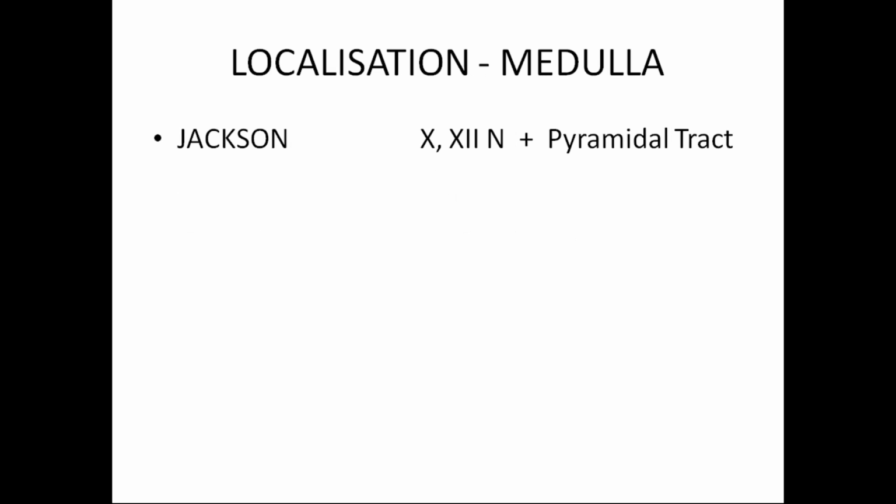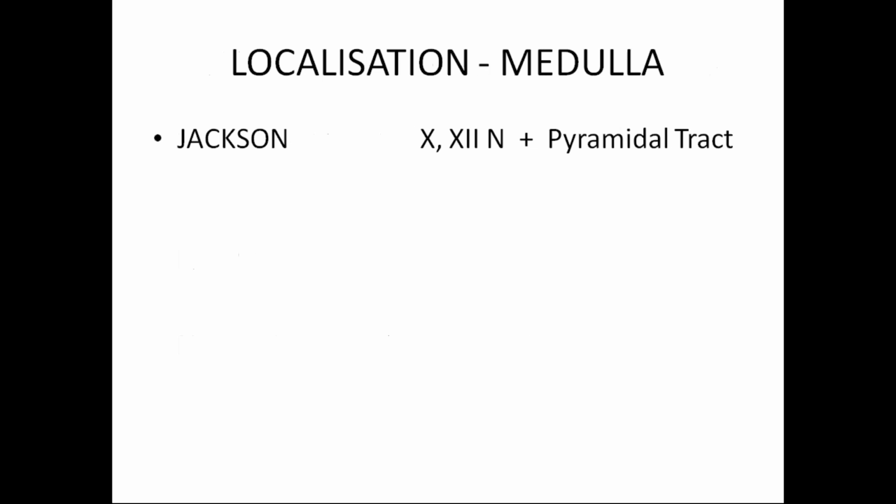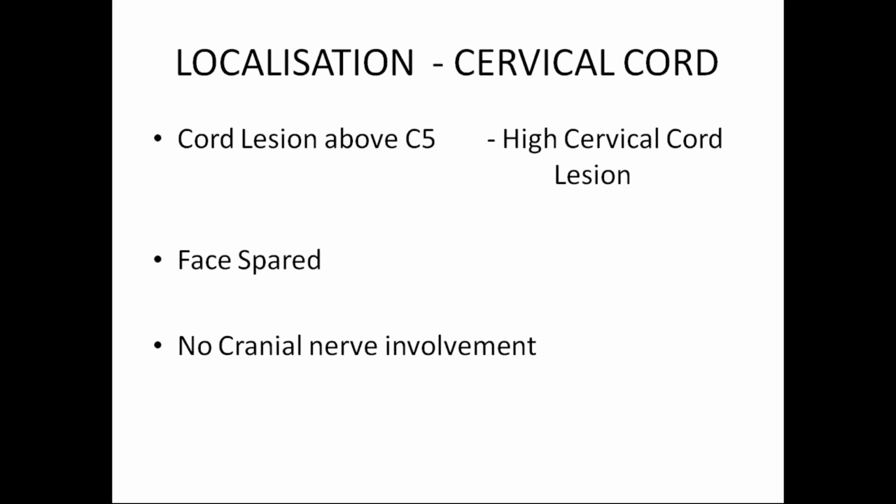Then down it is your medulla, where all the nuclei are going to stop, and after the medulla it is the spinal cord. The last set of cranial nerves, 10, 11, 12, get nuclei from the medulla. Jackson syndrome is involvement of the 10th cranial nerve and 12th cranial nerve along with the pyramidal tract. This is of academic interest. Just go through Benedict's, Raymond, Jackson. Millard-Gubler is important, seventh and sixth.